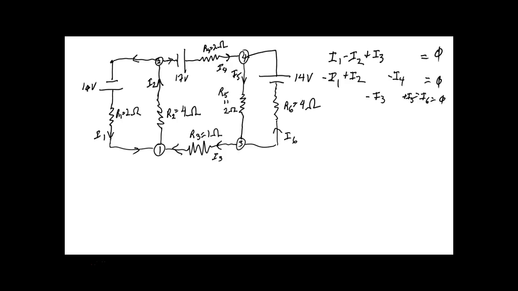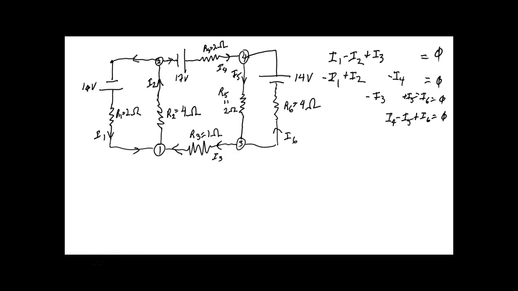Okay, let's go up to junction number 4. What's going on there? I4 is coming in, so there's a plus I4. I5 is going out, so that's a minus I5. And I6 is coming in, so that's a plus I6. So that's equal to 0. Current can't turn around on you.